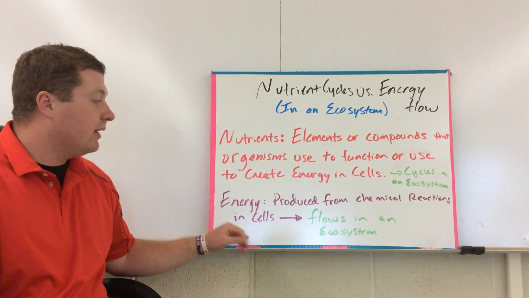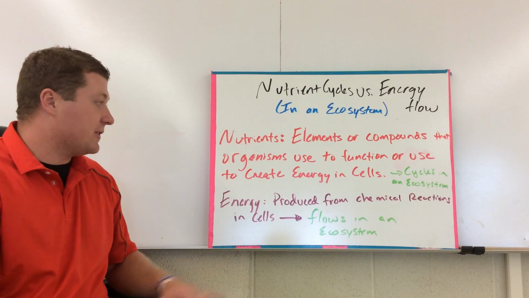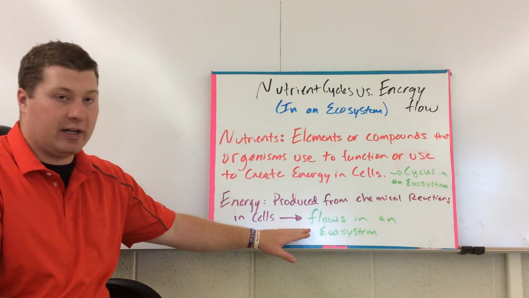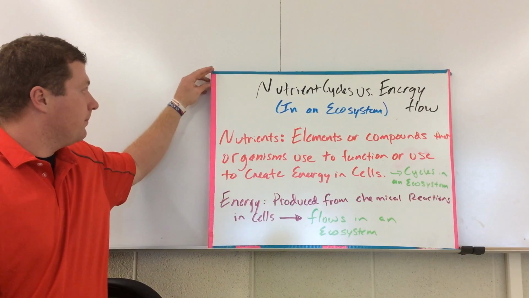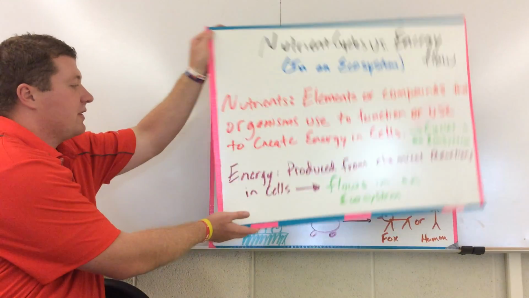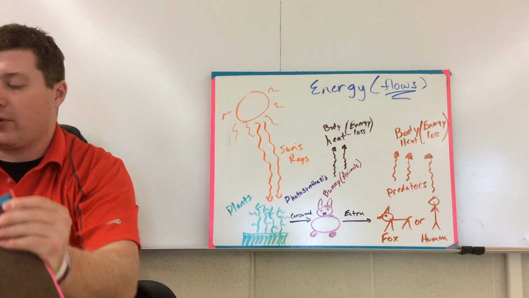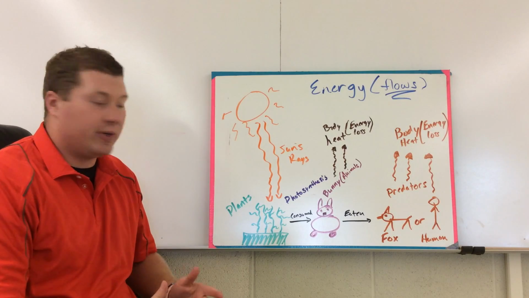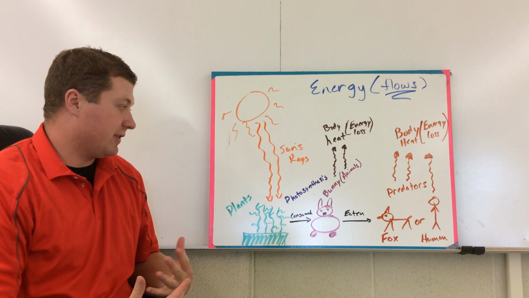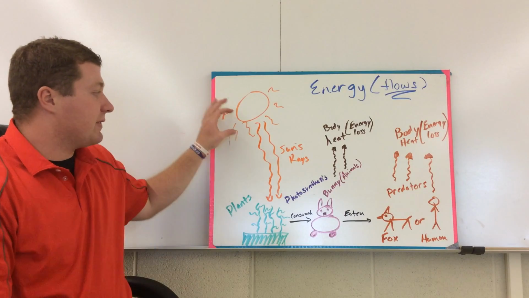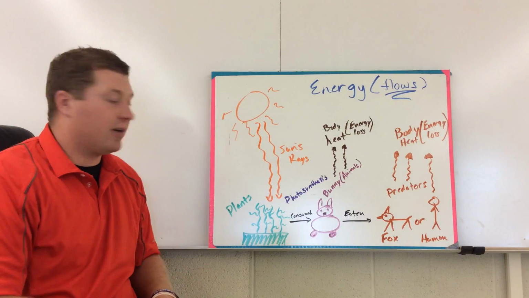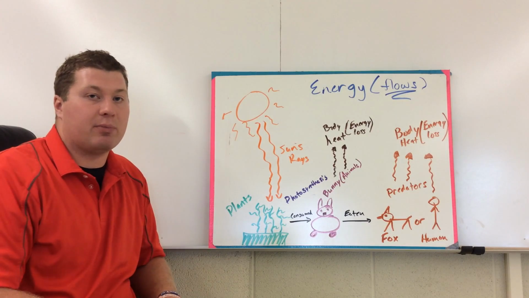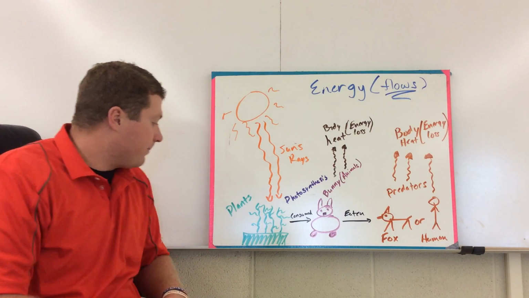Conversely, energy is produced from these chemical reactions in cells. So these two are related in that way, but energy flows in an ecosystem and can be used up, as you'll see as we go through this today. The first part is on energy and how it flows through an ecosystem. Here's an example of a scenario. The sun is the ultimate energy source for Earth and for all the organisms that live here. If we didn't have the sun, we wouldn't be living here today.